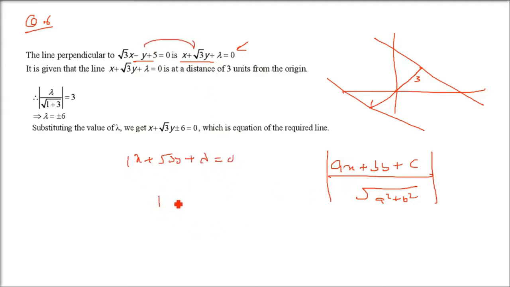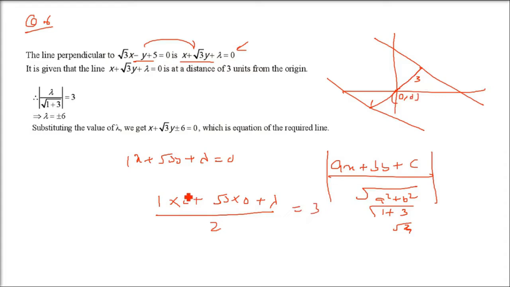So a is 1, b is root 3. In place of x and y, I am putting the point from where the distance has been computed. So 1 into 0 plus root 3 into 0 plus lambda by, and this under root a square plus b square, 1 square plus root 3 square, that is 1 plus 3, 3 plus 1 is 4, under root 4 is 2. So you get 2. This equals 3.